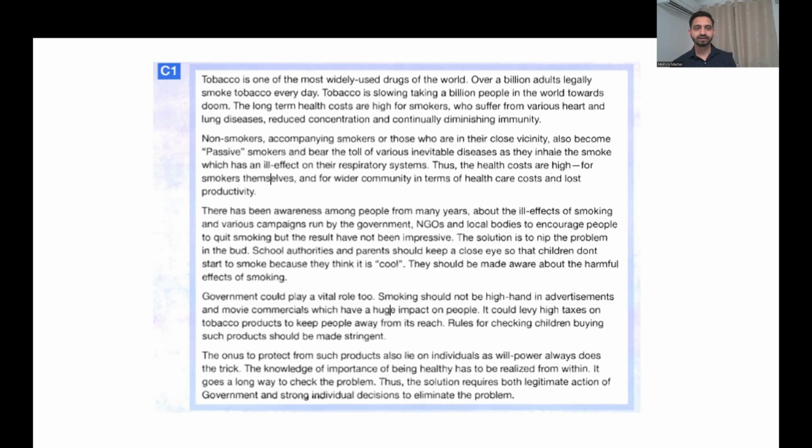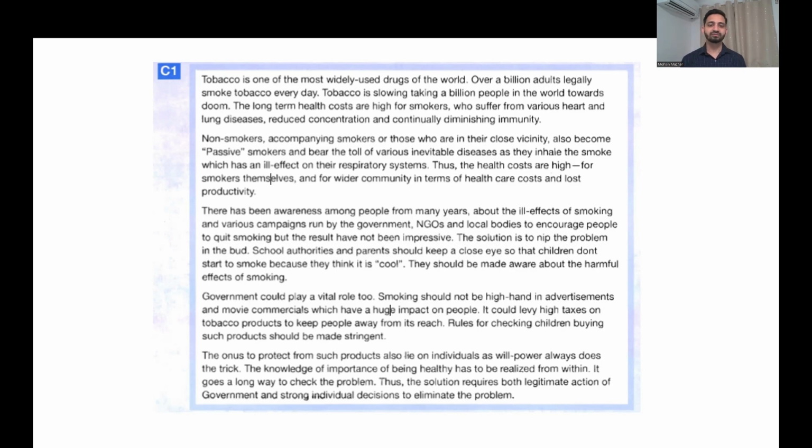Thus, the health costs are high for smokers themselves and for the wider community in terms of healthcare costs and low productivity. There has been awareness among people for many years about the ill effects of smoking, and we've mentioned the ill effect on the respiratory system. Now we are mentioning that again, so it relates back to the first sentence, right? About the ill effect of smoking, and various campaigns run by the government, NGOs, and local bodies to encourage people to quit smoking, but the results have not been impressive. The solution is to nip the problem in the bud.